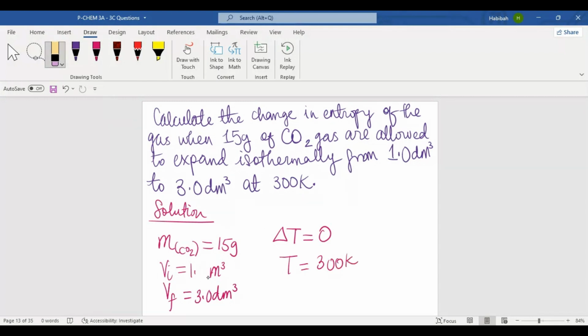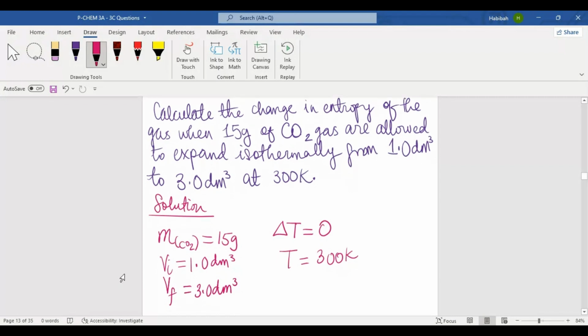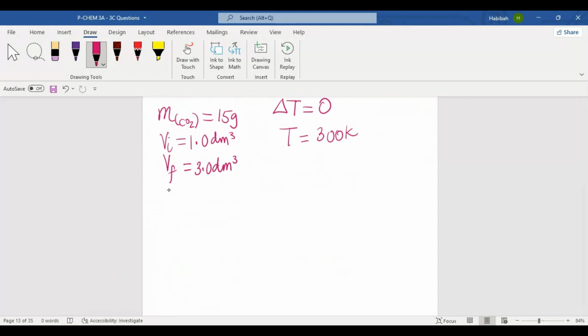So this is a very, very important question. One thing you have to know is that when you have a question like this, where you're told that there is an expansion that occurs isothermally, and you're dealing with entropy, it's important to know the formula for the change in entropy in an isothermal expansion process, which is nR ln V final divided by V initial. This is how it's done. So when you have this information, you can now go on to solve the question.